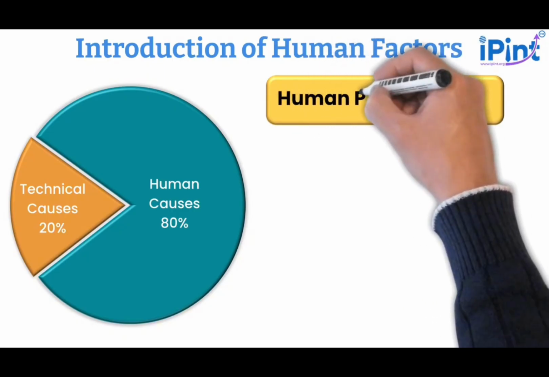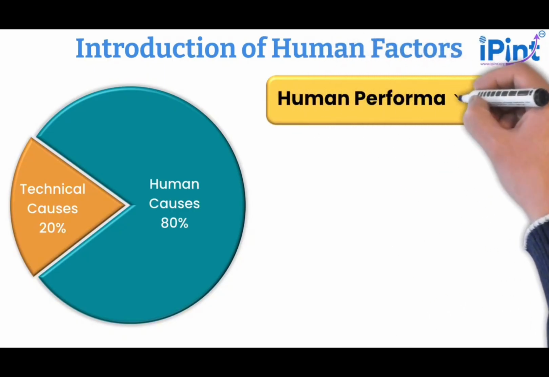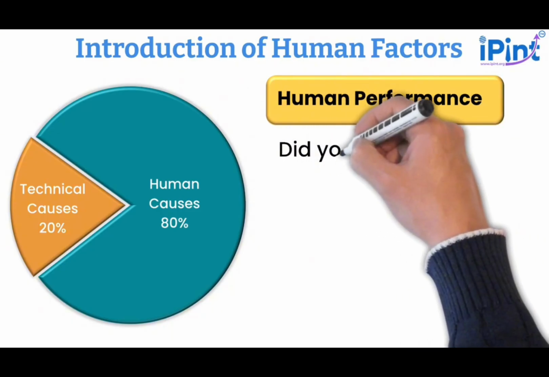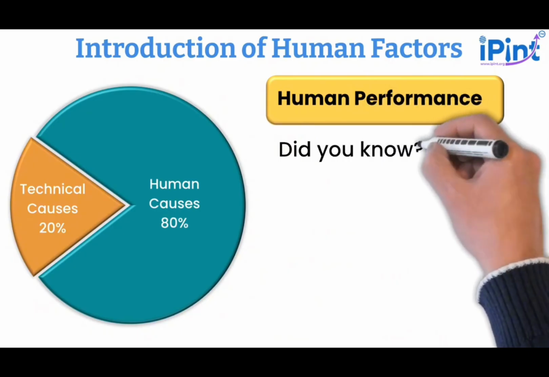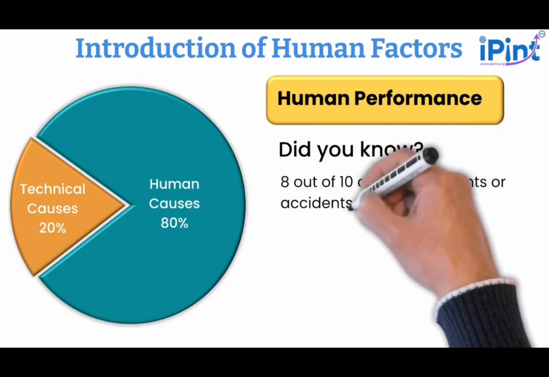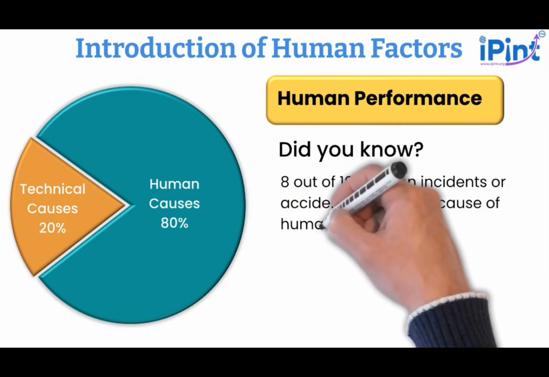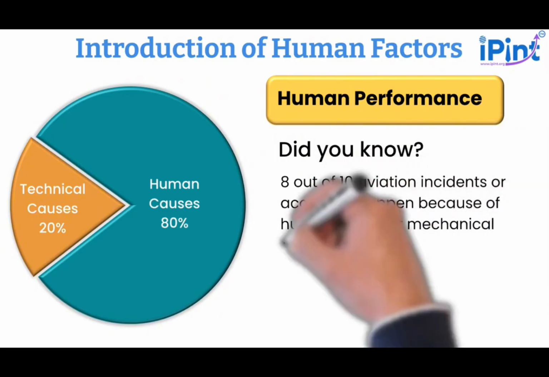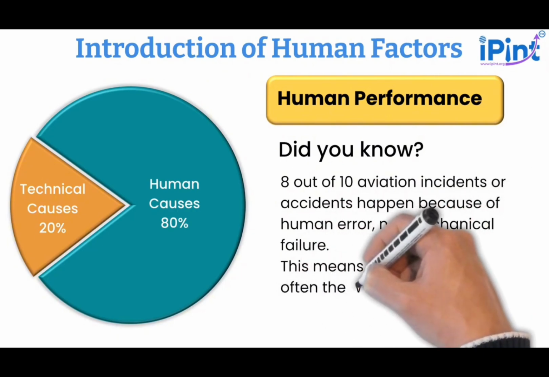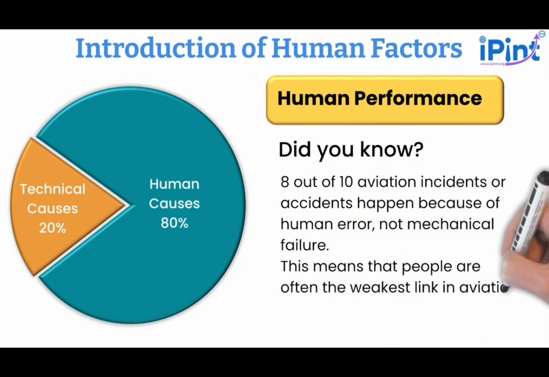Let us begin our topic with human performance. Did you know 8 out of 10 aviation incidents and accidents happen because of human error, not mechanical failure? This means that people are often the weakest link in aviation safety. That's why understanding human performance, how we think, act, and make decisions, is critical to keeping aviation safe.